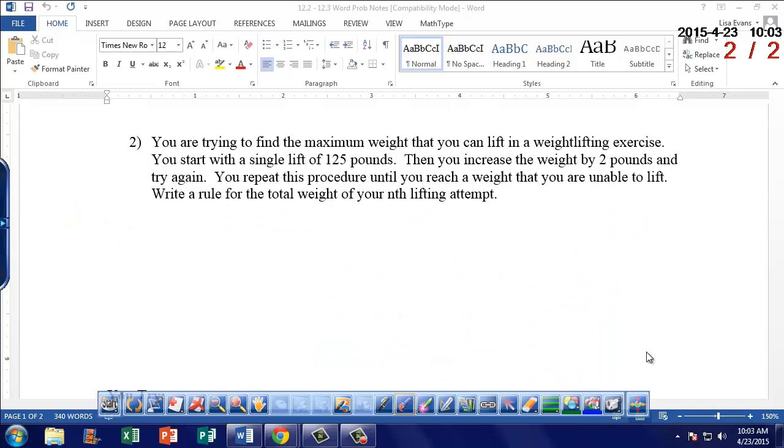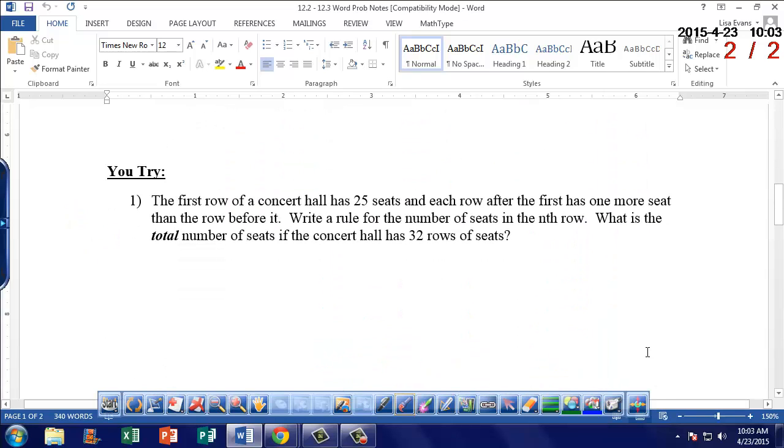Okay, now I'm going to help you a little bit with the you-try before you try it on your own. So it says the first row of a concert hall has 25 seats, and each row after the first one has one more seat than the row before it. This is telling us our d, and this is telling us our a sub 1. Write a rule for the number of seats in the nth row. So you're going to do what I did above for numbers 1 and 2.